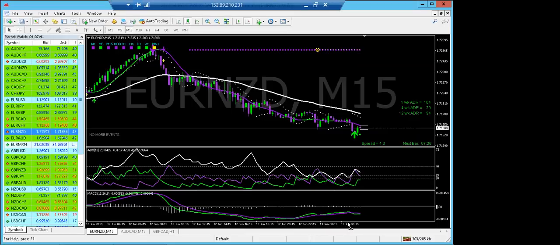NZD has a lot of power right now, so my first guess is it's going to keep dropping before it does a big pullback, because this is also the NZD session, the Sydney session. I don't know for sure, but my guess is it's going to drop until the end of Sydney, then do a healthy pullback during London and decide what it wants to do after that.